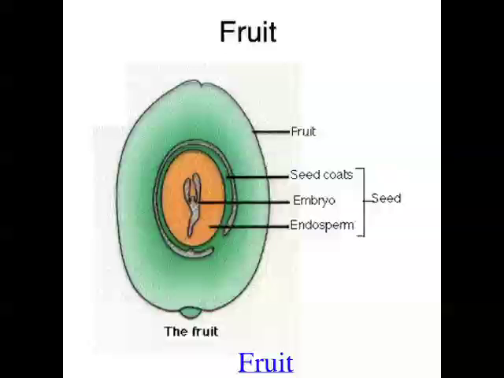Fruit is basically the ripened ovary together with the seed of a flowering plant. So think about that next time you take a bite of an apple. You're actually chowing down on the ripened ovary of a plant. There you go.